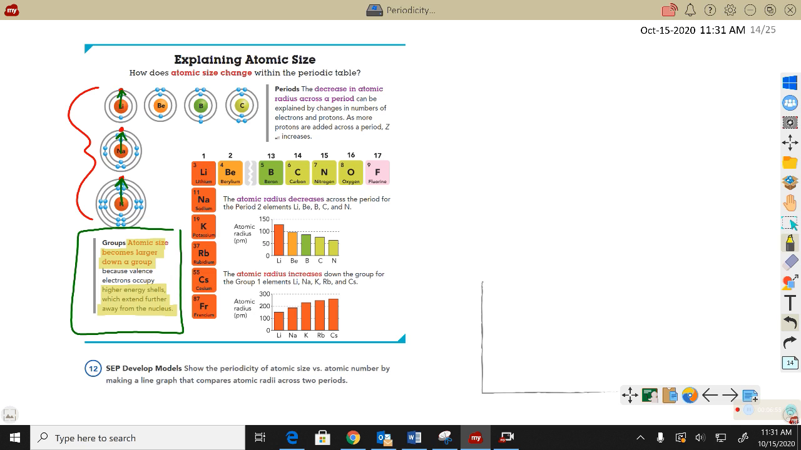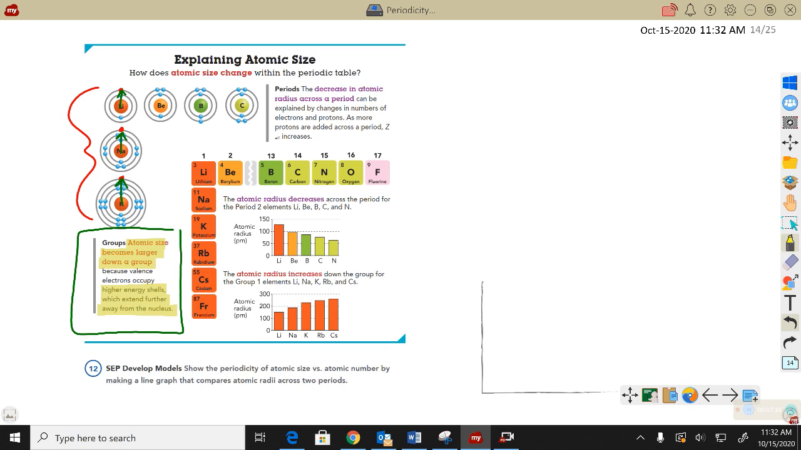Atoms get bigger. The main reason why atoms get larger going down a group, and by larger I mean larger by radius, by size, is just because the electrons are in higher and higher energy levels. They're farther and farther from the nucleus.